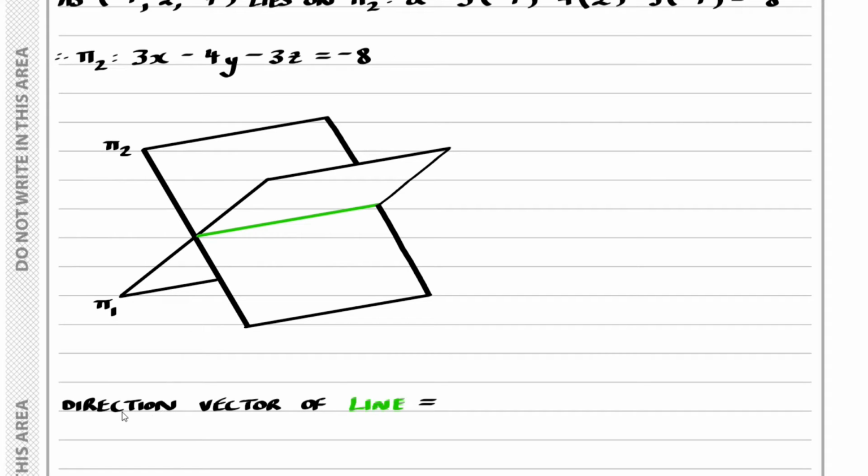And so therefore what we can do is find the direction vector of this line, and that's recognizing we need the normal vector to pi 1 and pi 2, and that will be defined by the cross product of 3, -4, -3 and 2, 3, -2, which is the normal vectors of pi 1 and pi 2. So we need to work out this result here.